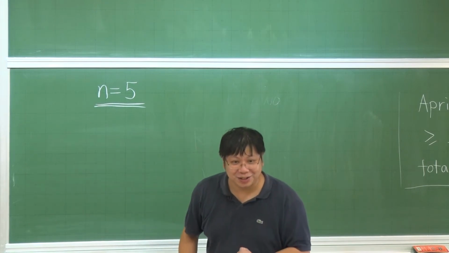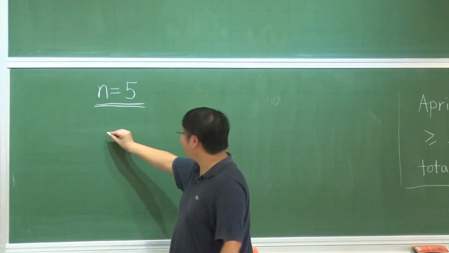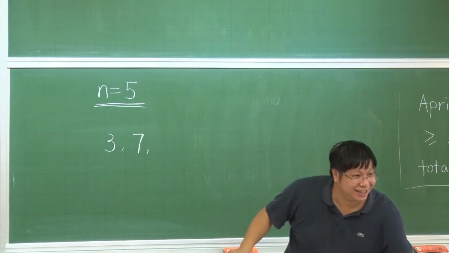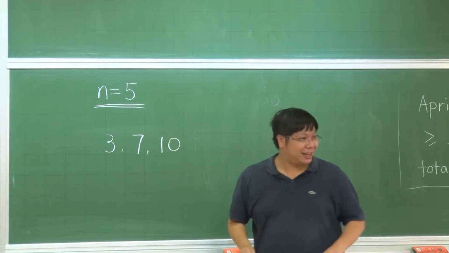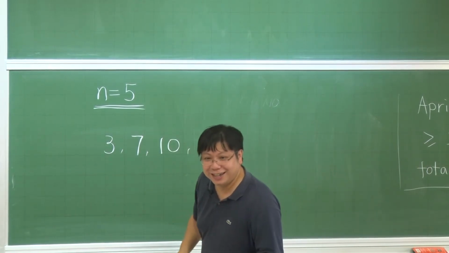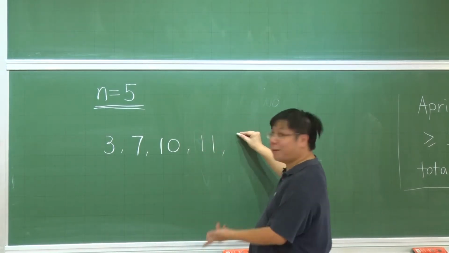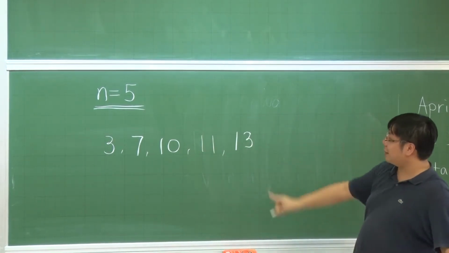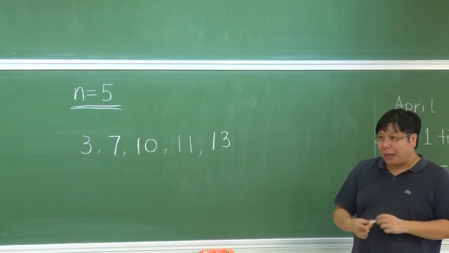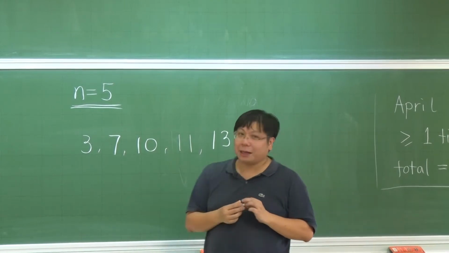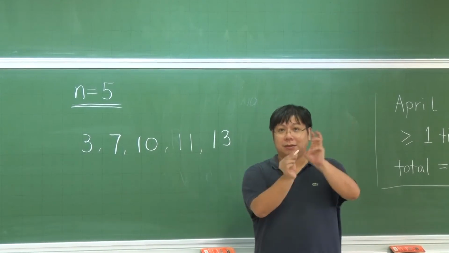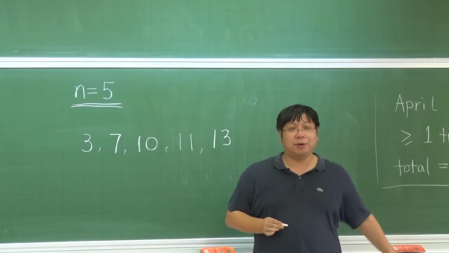Give me an integer. 3, okay, and then 7, good, and then 10, and then 11, and then 13. It can be the same, okay. This is in increasing order, though you don't need to have it in increasing order. So we are claiming that there must be a contiguous sequence such that the sum is a multiple of 5.